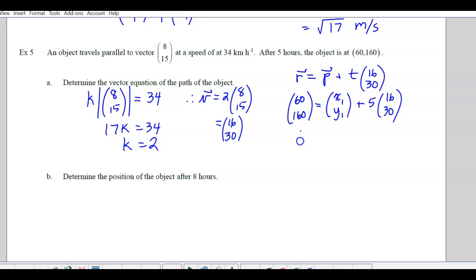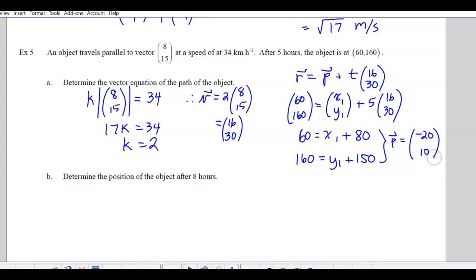So 60 equals x1 plus 80. 160 equals y1 plus 150. So your position vector will be (-20, 10). Okay, so I need to finish off by writing out the vector equation.